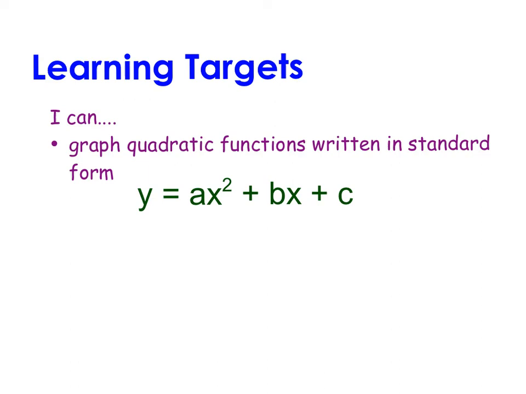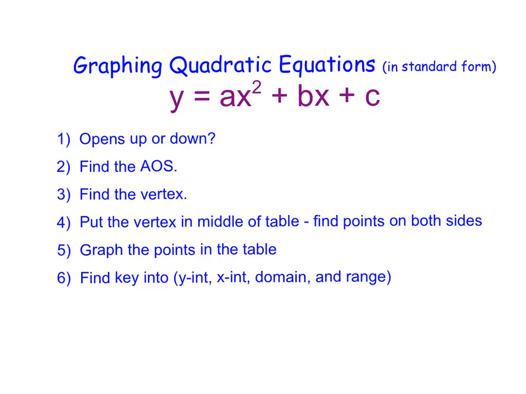So in this video, we're going to graph quadratic functions that are written in standard form. And remember, our standard form is like you see here, where it's written y equals a times x squared plus bx plus c. So on the screen here, you see 6 different steps that we're just going to go through in order that allow us to create an accurate graph of a quadratic equation.